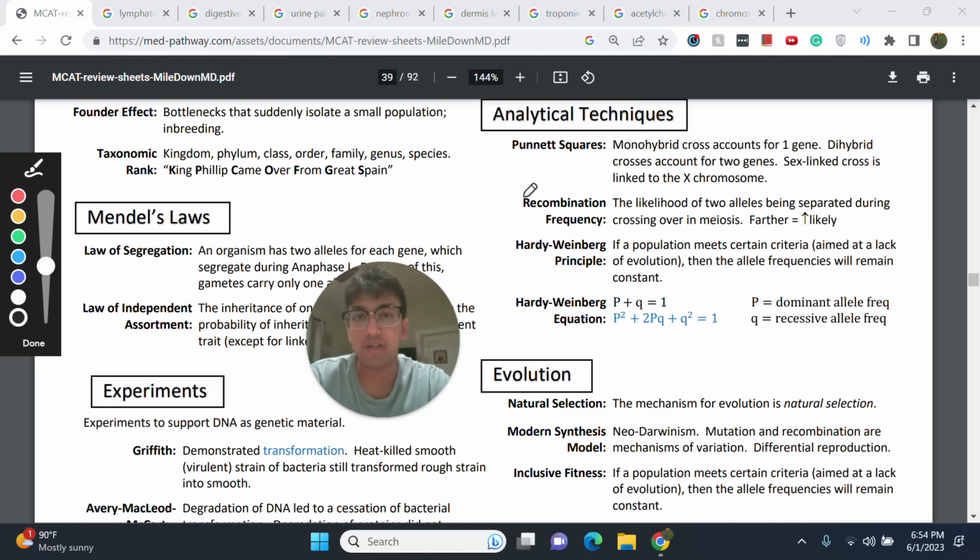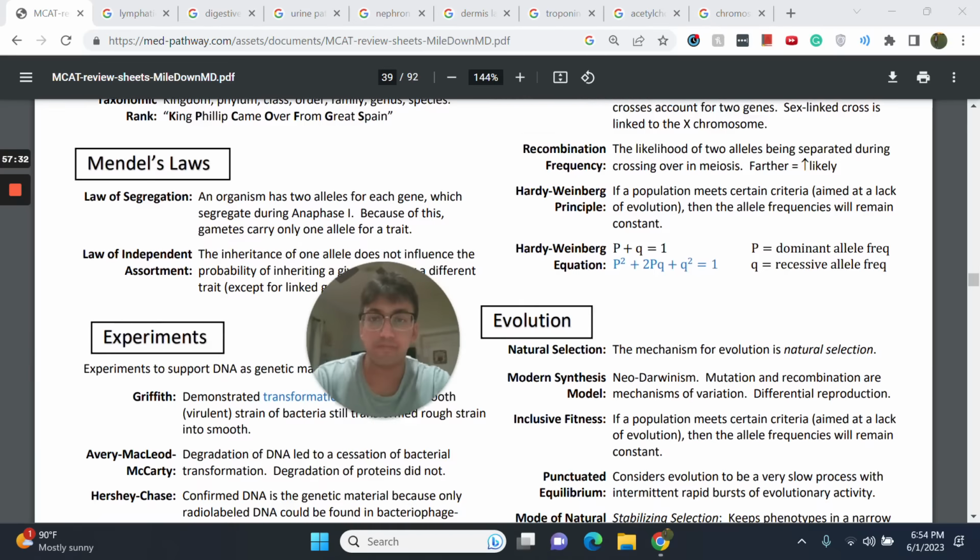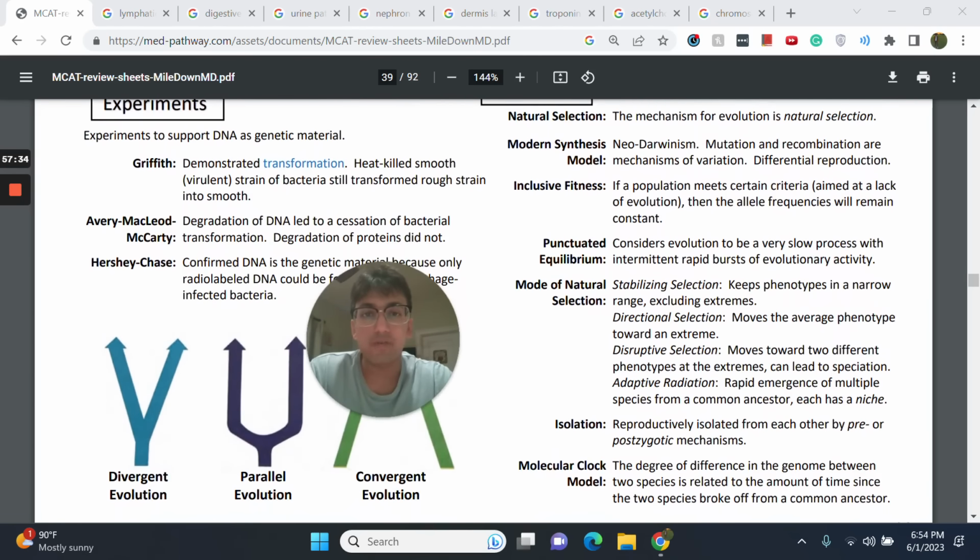Well, that's actually directly related to the closeness of these two genes. If these two genes are very close together, it's very likely that the daughter cell will get these two alleles together. But if these two genes are very far apart on the same chromosome, then crossing over might happen somewhere in here, and so there's going to be recombination. And so these two alleles might not end up together on the same chromosome in the daughter cell. Okay, next we have evolution.